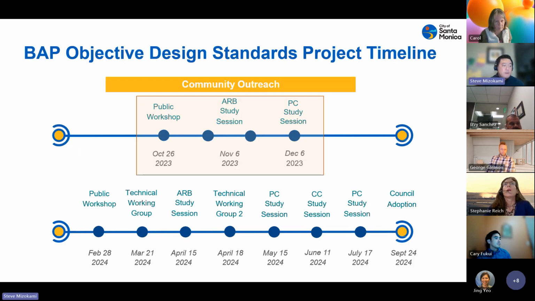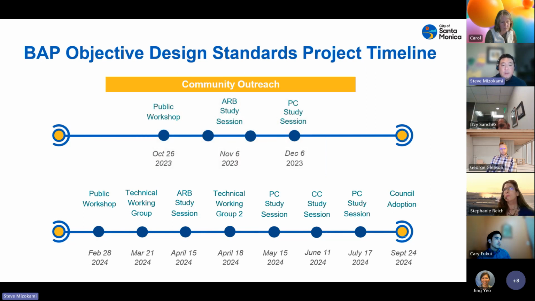Okay, so at the end of last year, we held workshops and a few study sessions with the Architectural Review Board as well as the Planning Commission. And again, as mentioned, we developed a set of initial draft standards that we'll be using as a jumping off point at this point in time. We'll be looking to refine these initial standards. We'll continue to simplify our existing BAP standards while also developing new standards as appropriate, and making sure that they won't become barriers for housing development.